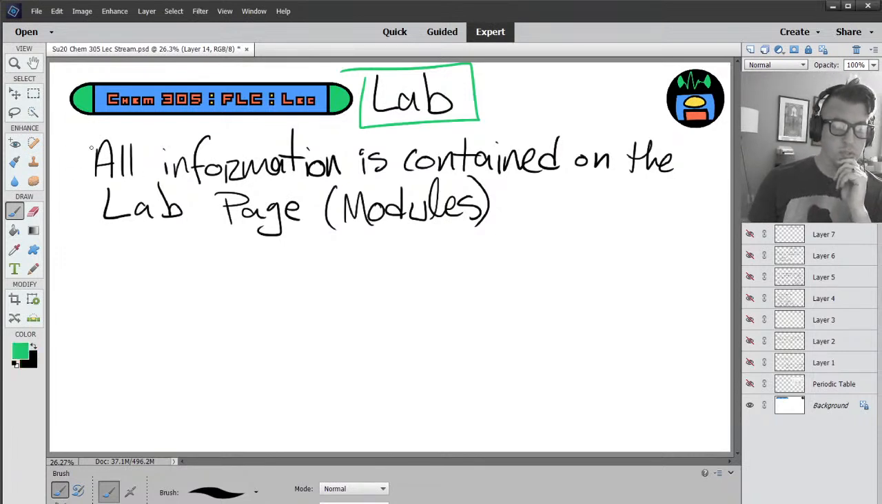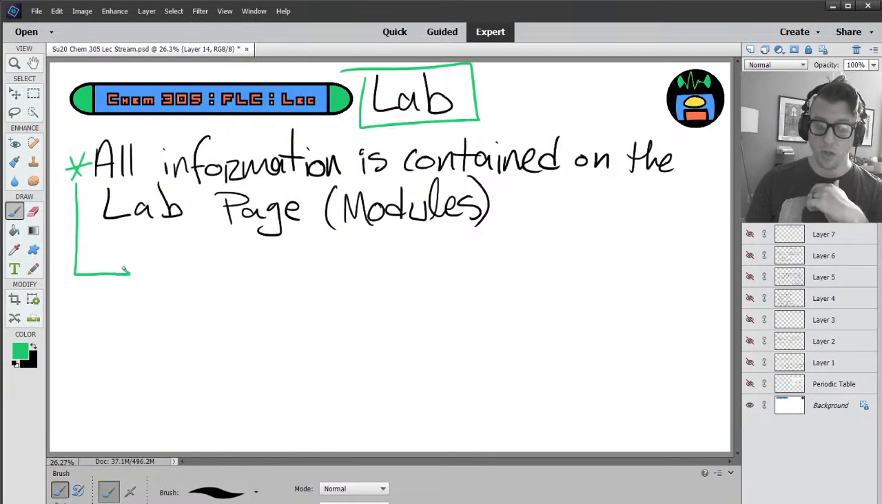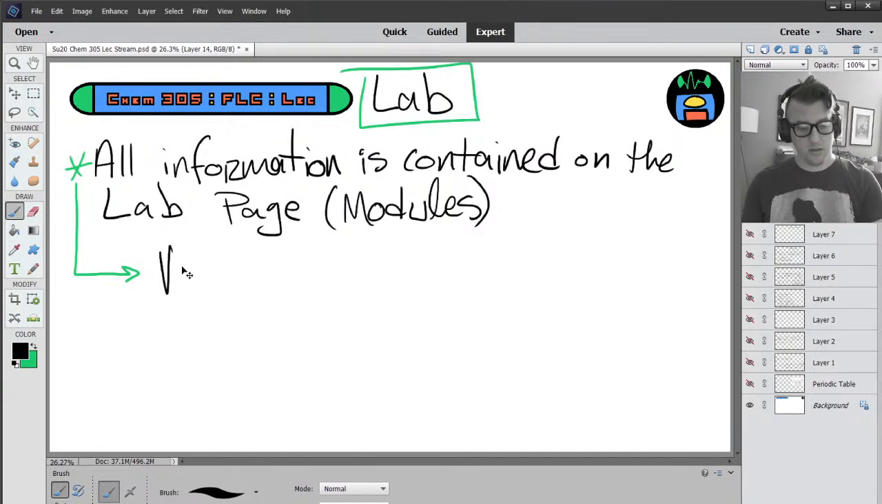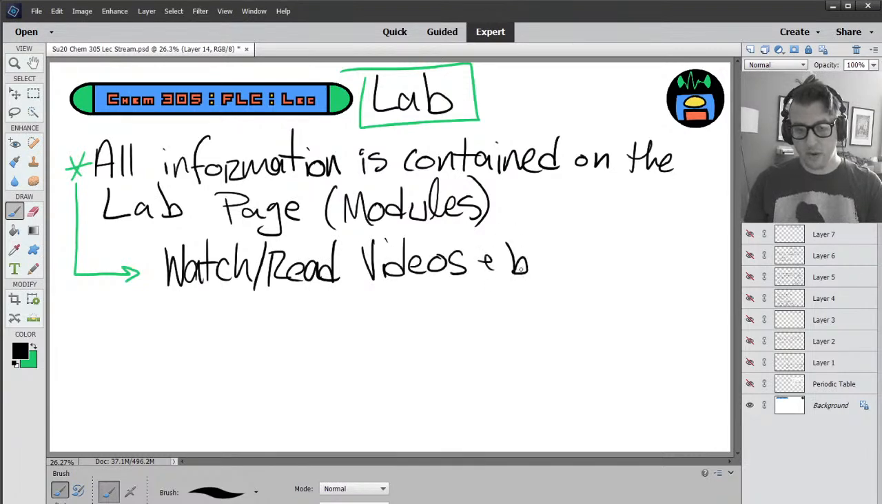So all information is contained on each lab page. You'll find those in the modules. You can also find them all listed under pages in Canvas. You can directly access them there. And so you want to watch or read the videos and background info. Sometimes there's background information given.